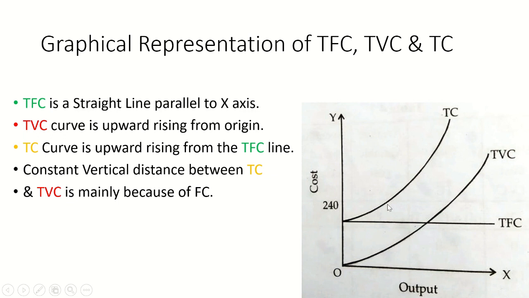And the third point is that the total cost curve is upward rising from the TFC line. We can see that the TC is upward from the TFC line, because when there is no output, the TC is equal to TFC. That is why the TC curve is upward rising from the TFC line. And we can see the constant vertical distance between the TC and TVC, only because of fixed cost. Due to this fixed cost, there is a constant vertical distance between the TC and TVC.